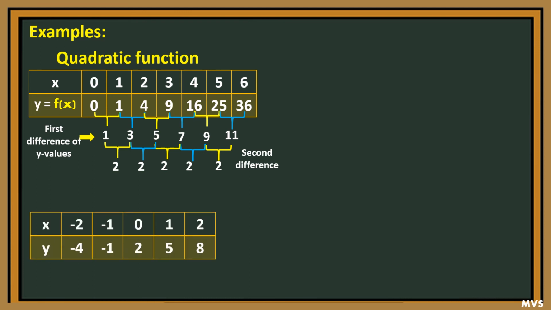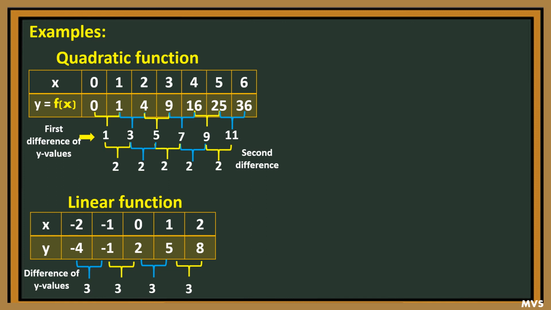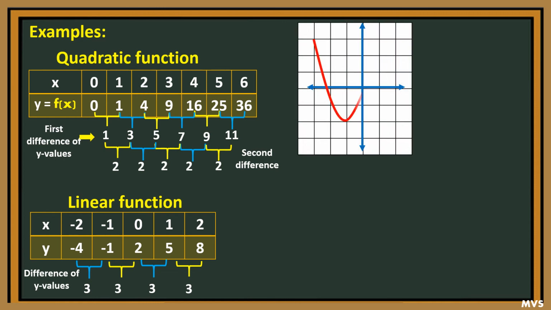Let's have here another values of x. -2, -1, 0, 1, 2. Y values, -4, -1, 2, 5, and 8. Let's have here the difference of y values. Let us start at the right side. 8 minus 5, that is 3. 5 minus 2, that is 3. 2 minus -1, that is also 3. And -1 minus -4, that is 3. You have noticed here that in the first difference of y values are already the same. Therefore, it is not quadratic. This is linear function.